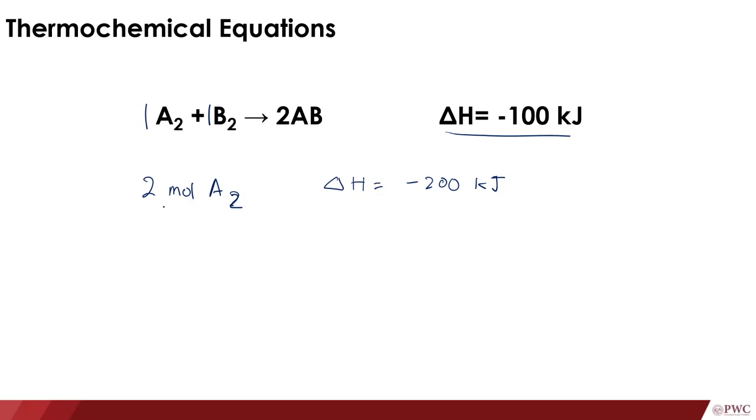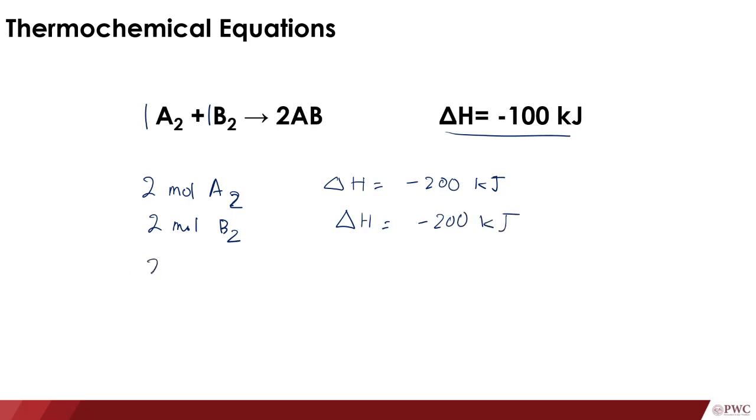Let's go to B2. So let's say instead of 1 mole, we have 2 moles of B2. What do you think is the value of delta H? So as you observe here, for every 1 mole of B2 reacting, delta H is negative 100 kilojoules. So if we have 2 moles, then delta H is equal to negative 200 kilojoules.